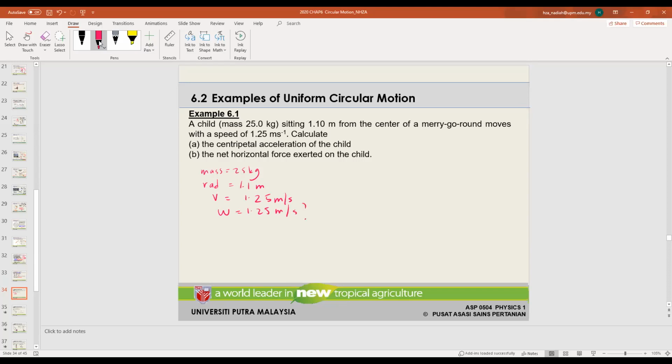Because it's already meter per second. If it's in radians per second or CPS or whatever, then it's not linear. Okay, so calculate the centripetal acceleration of the child.